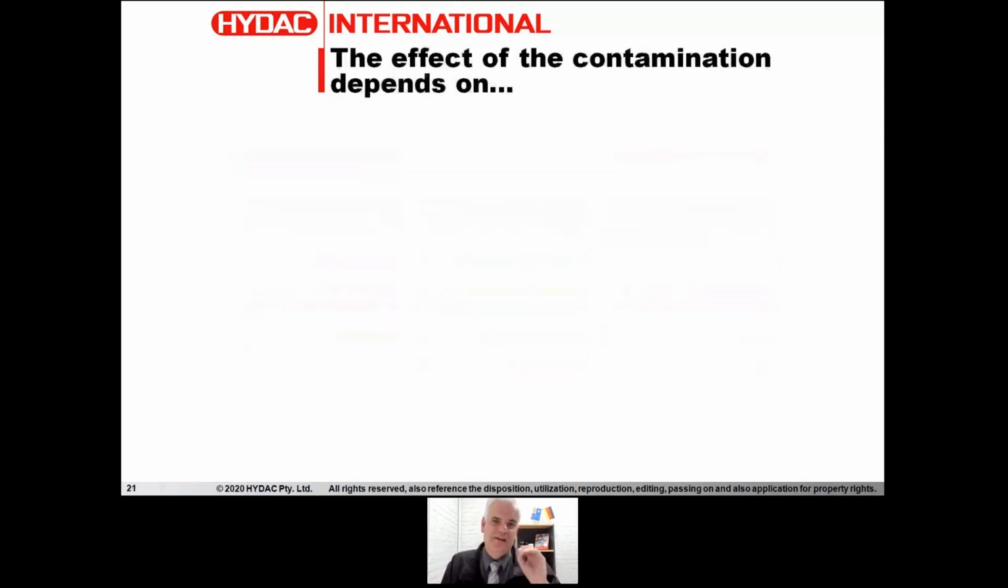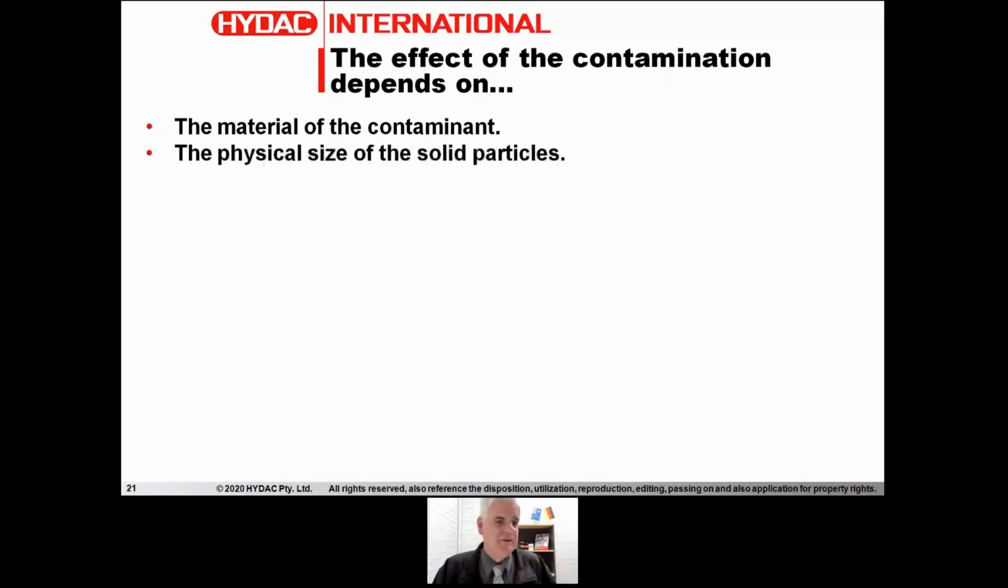But not every contaminant is going to be as damaging as another one, of course. I've said the material of the contaminant is very important to us. Other things that make a difference to how much damage they do is the physical size of those solid particles. Of course, the larger they are, the more damage they can do. But larger particles sometimes don't get caught in between running clearances. So sometimes medium-sized particles are very damaging as well.